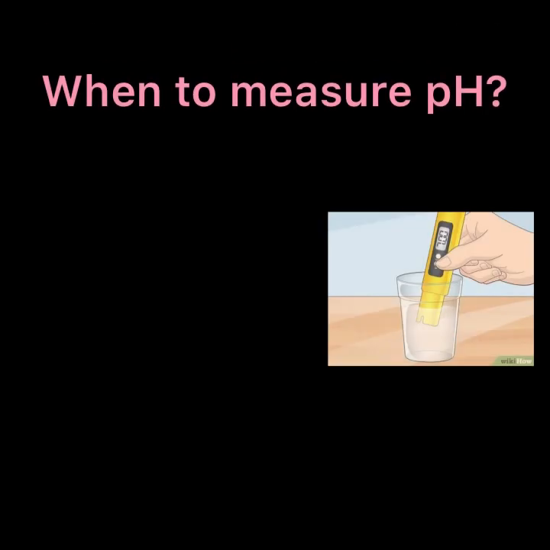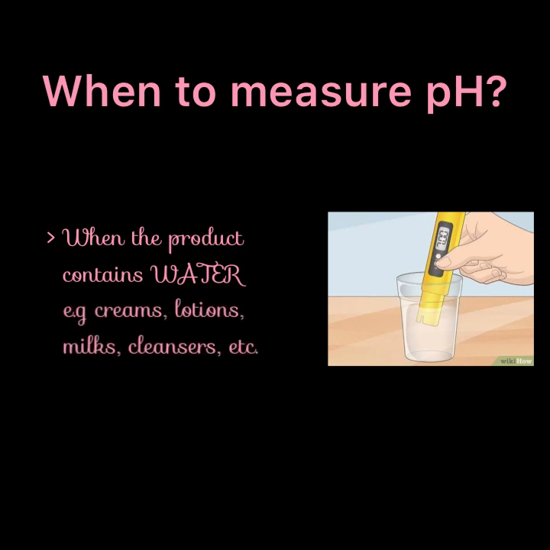When do we need to measure the pH of skincare products? It is common practice to measure the pH of skincare products that contain water, such as creams, lotions, milks, cleansers, washes, scrubs, and the likes. You do not need to measure the pH of anhydrous products, which means products that do not contain water, as a pH by its definition is only measured in water.